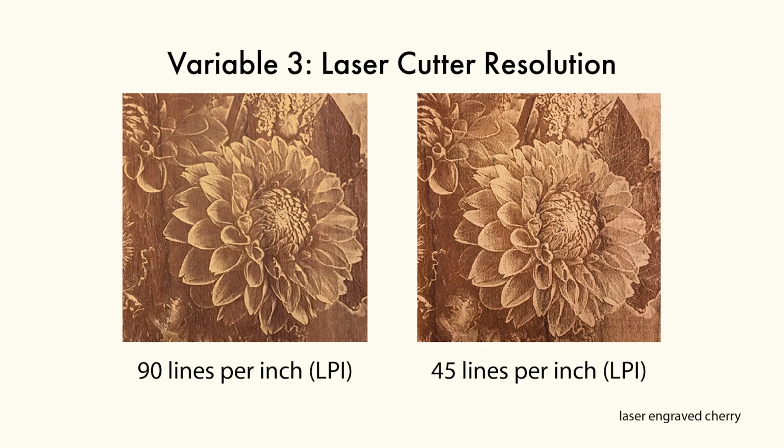Variable 3, laser cutter resolution. This is different from the resolution of the image. The laser cutter resolution refers to the lines per inch or dots per inch the laser engraves at. You're probably thinking that more is better, but more lines per inch means more material is being removed, which increases the likelihood that you'll get a high contrast or muddy image. This is counterintuitive, but lowering the LPI or DPI often improves the image quality.